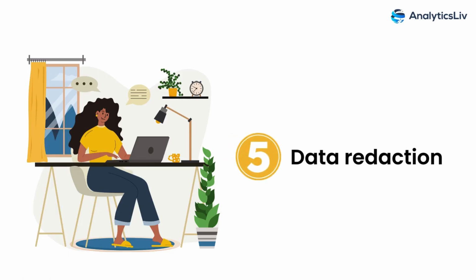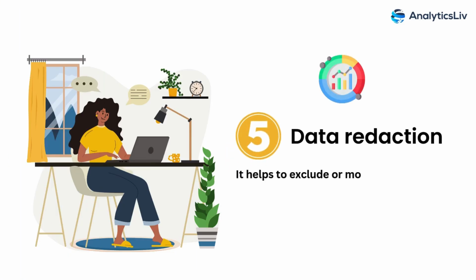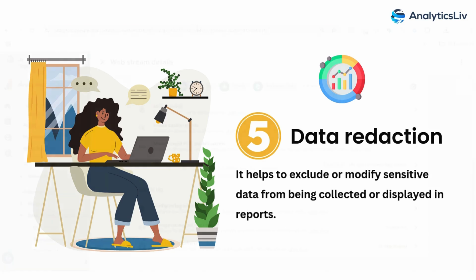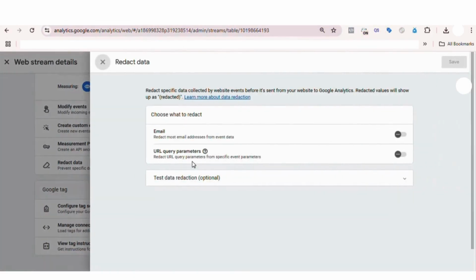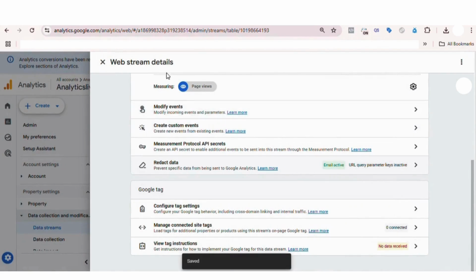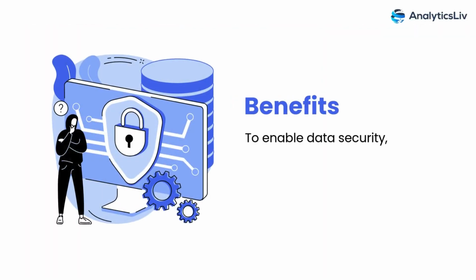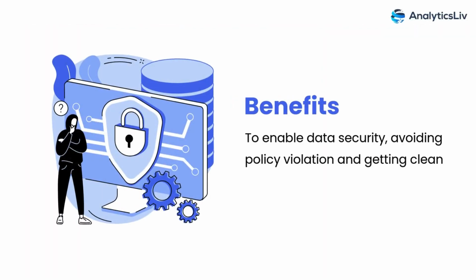Number 5. Data redaction. It helps to exclude or modify sensitive data from being collected or displayed in reports. Go to Data Stream. Tip: Redact data. Here you can redact most email addresses from event data and can also redact URL query parameters from specific event parameters to enable data security, avoid policy violations and get clean actionable data.